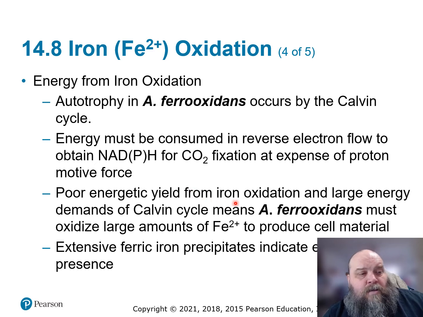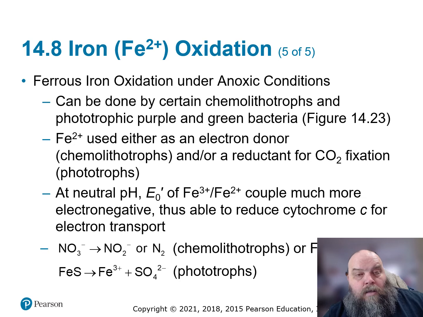So they have to go through and oxidize large amounts of ferrous iron to ferric iron just to get the one electron at a time so they can power their own autotrophic metabolic needs. Now, it can be done under anoxic conditions. Remember, anoxic means lack of oxygen, or even if oxygen is there, it's not required, it's not going to be the final electron acceptor. Certain chemolithotrophs and phototrophs will do this.